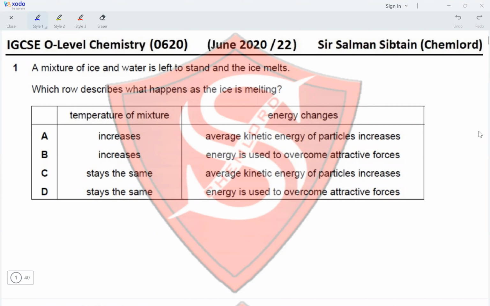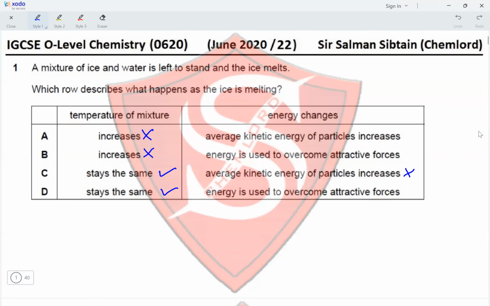So this eliminates options A and B, and we will continue with options C and D. The next box says energy change. So the energy change for C is average kinetic energy of particles increases. This would happen when there is a gain in energy. So there is no gain in energy because energy is not being provided. So this is incorrect. And the last one says energy is used to overcome attractive forces.